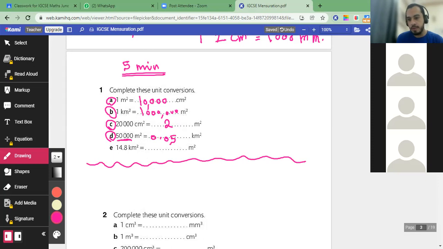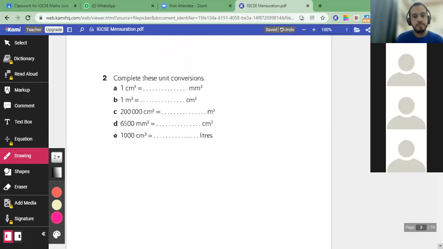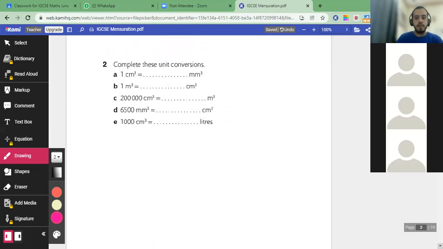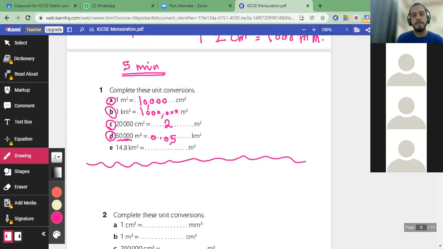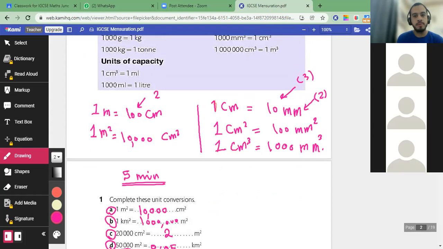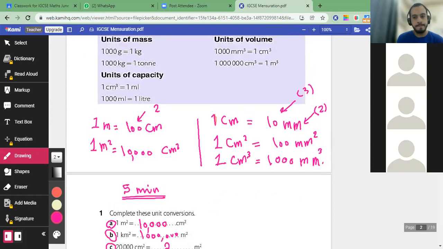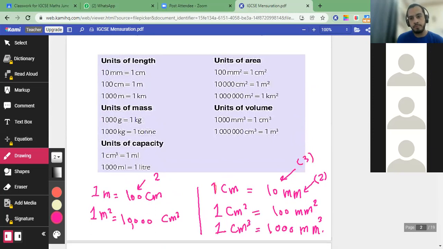Okay, that's enough here. Let's do question 2. Can you scroll up to take a screenshot of what you solved? No, we just started here only. And I explained here also, if you want to copy this.